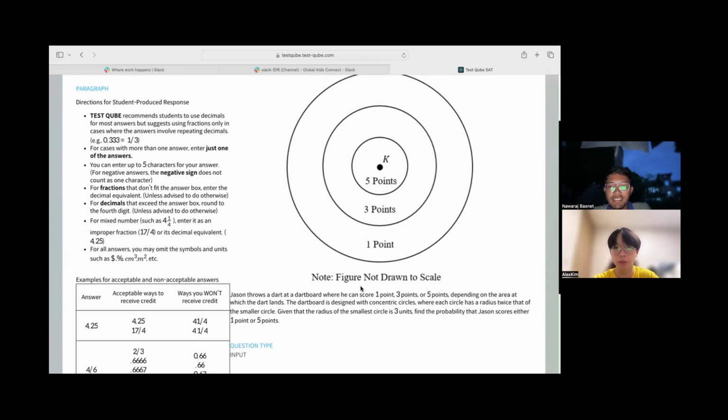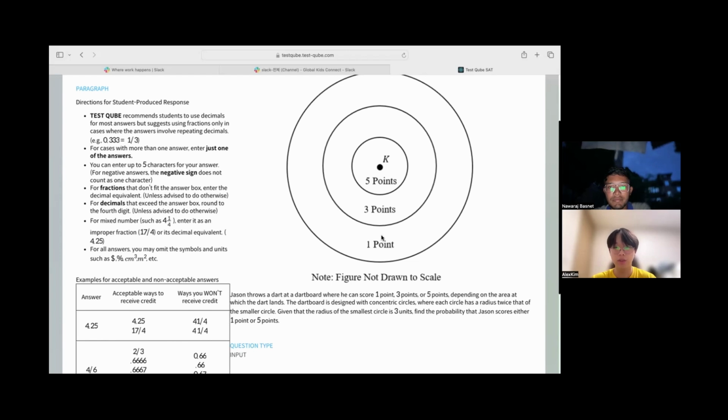Concentric. You can see the point K in this graph is the center of the circle, right? Yes, sir. So what the dartboard is designed with concentric circles means is that the centers of all 3 circles are at the same point K, where each circle has a radius twice that of the smaller circle. So the radius increases by 2 times for each circle.